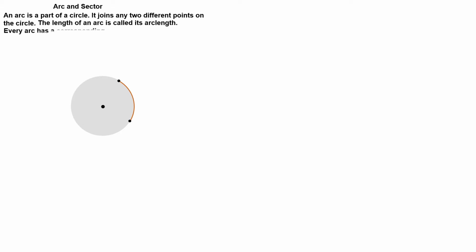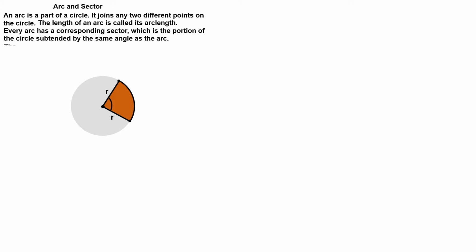Every arc has a corresponding sector, which is the portion of the circle subtended by the same angle as the arc. This slice of pizza is a sector. The angle theta formed by the intersection of the two radii forming a sector is called the central angle. Theta is the central angle.